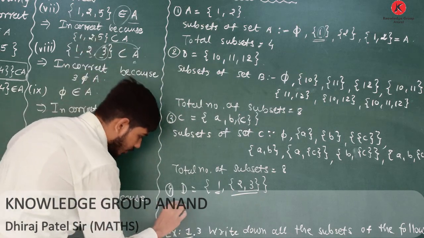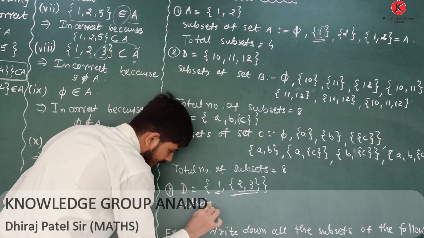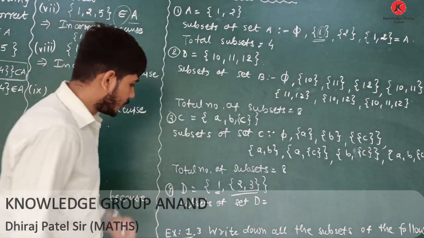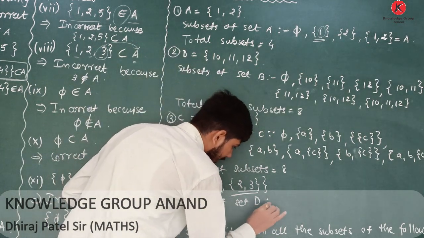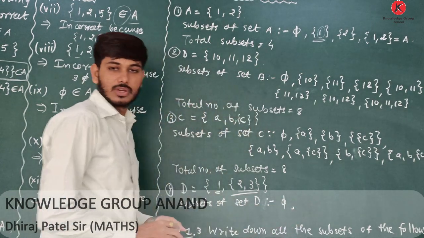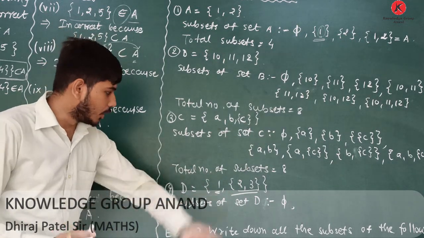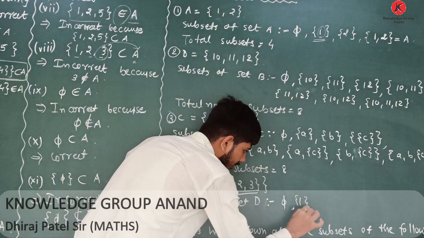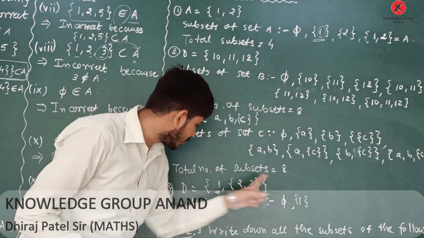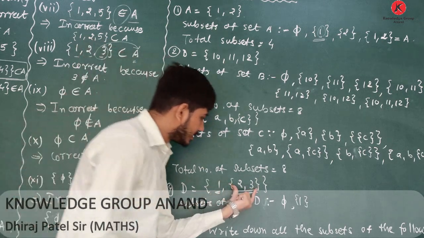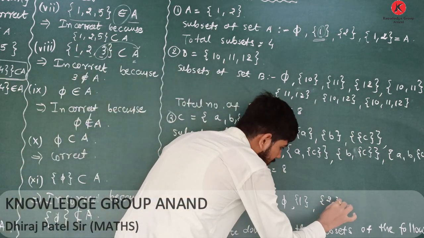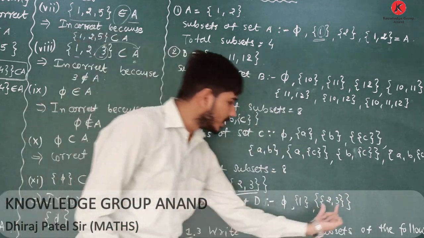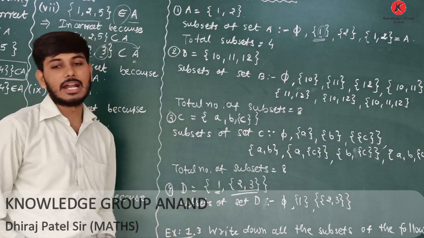Now list out the subsets of set D. I am listing out the subsets of set D. First, the null set is a subset of any set, therefore the null set is first. Now going with the singleton subsets. The element 1 is there, put it in curly brackets, therefore it is a subset of set D. Now curly bracket 2, 3 is also an element, put it in curly brackets, therefore this is a subset of set D.